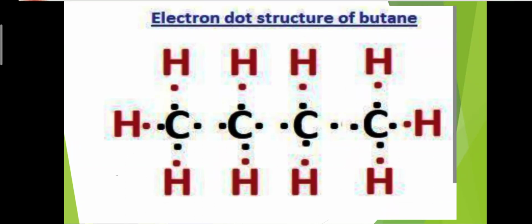Electron dot structure of butane. It is the electron dot structure of butane. The valence electrons of carbon, and the electrons of hydrogen. Hydrogen atom has one electron in its K shell.